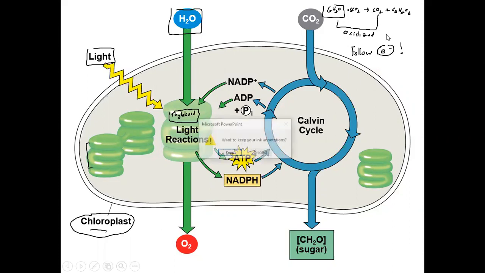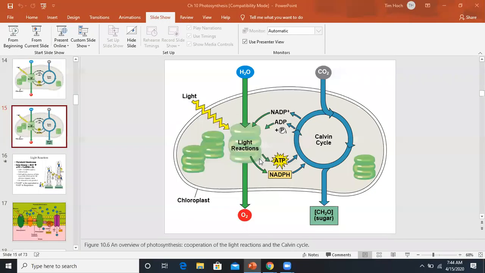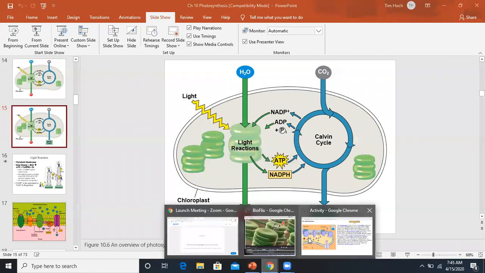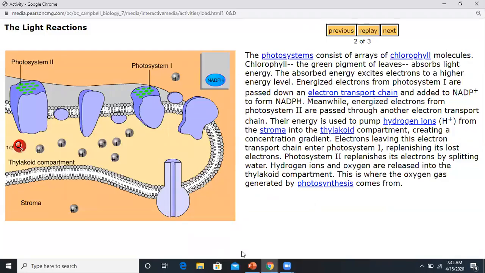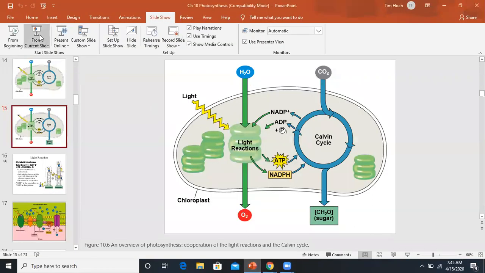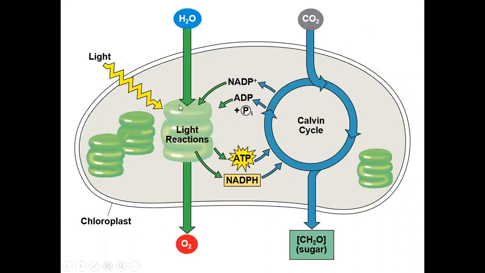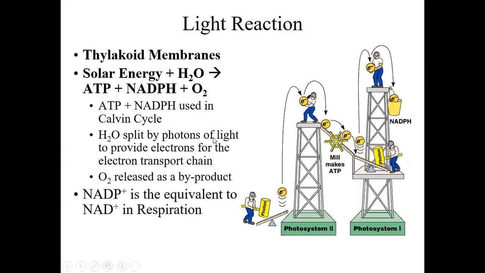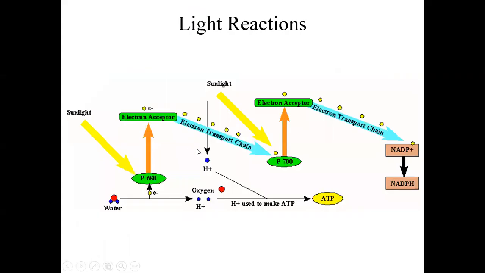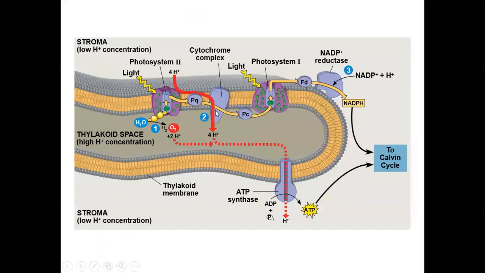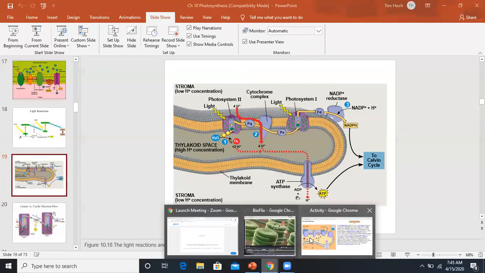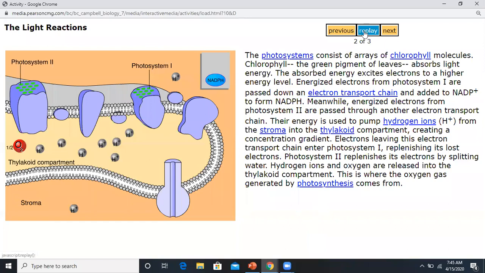So to get this one started, I'm going to play this little clip from Mastering Bio. Before we do that, let me make sure you guys have an understanding of where you're at. We're going to zoom in and look at what's happening on the inside of one of these thylakoids. This is an inside view of one of those thylakoids. Let's take a look here and see what's going on, because this is a nice little overview.